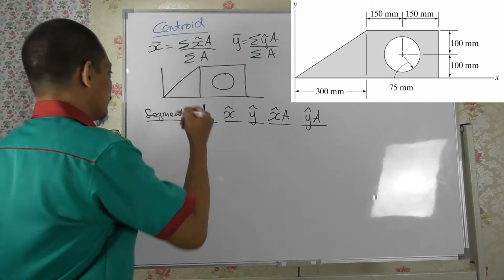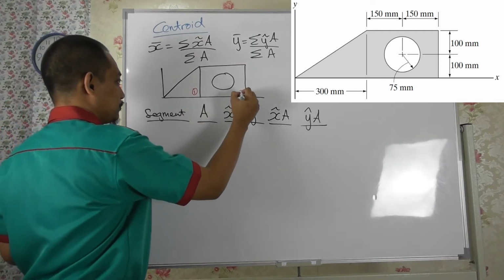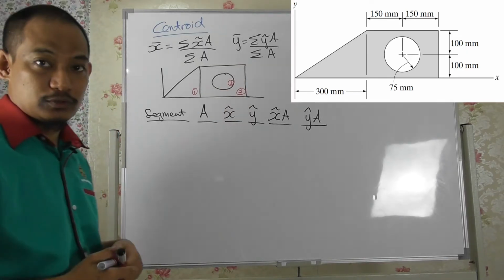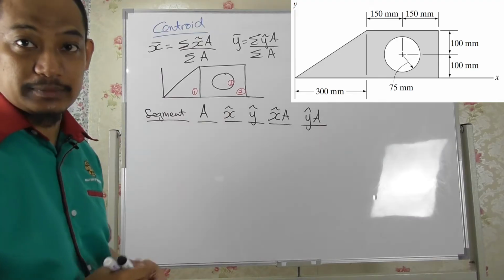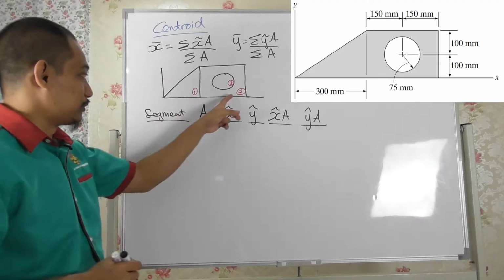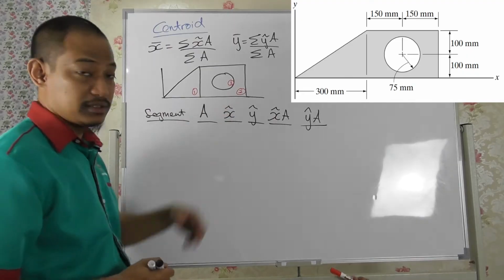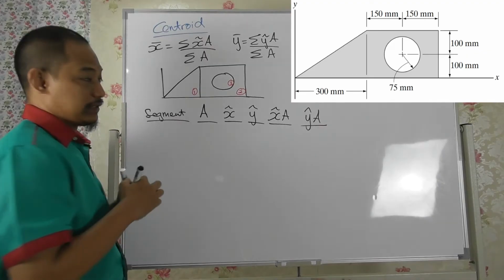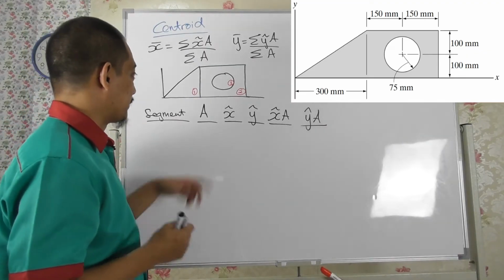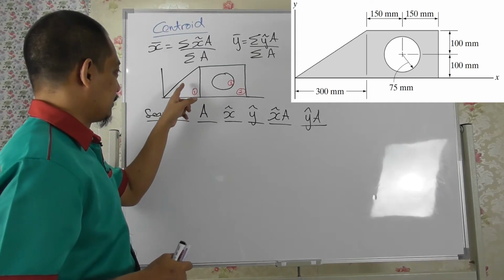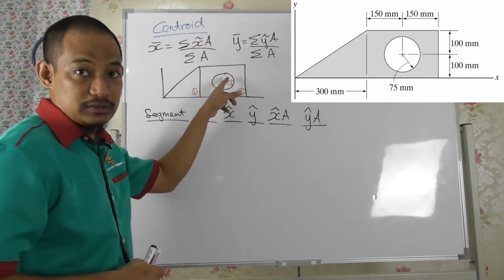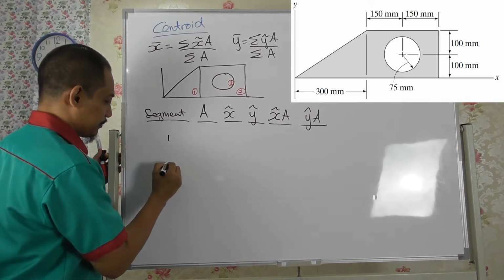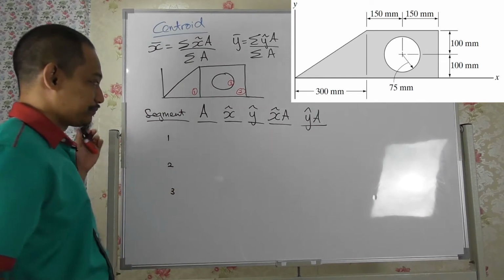So let me label this as 1, 2, 3. Shape number 1, shape number 2, shape number 3. 1 is the triangle, 2 is the rectangle, 3 is the circle. So with that we can start. Make sure you remember that the whole thing will be number 1 plus number 2 minus number 3, because number 3 is a hole. So segment number 1, segment number 2, segment number 3.